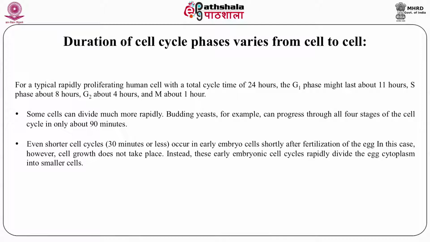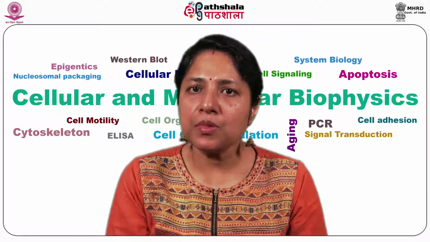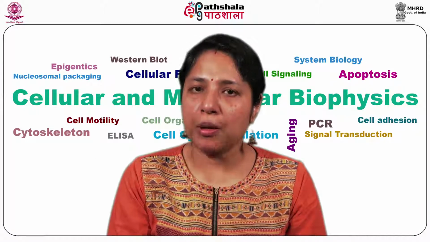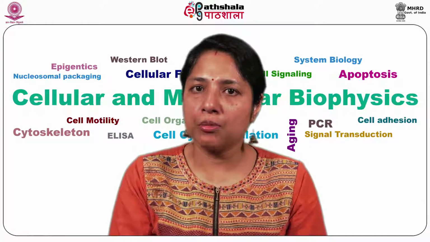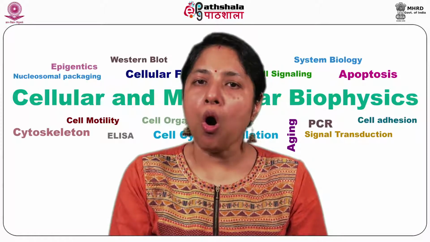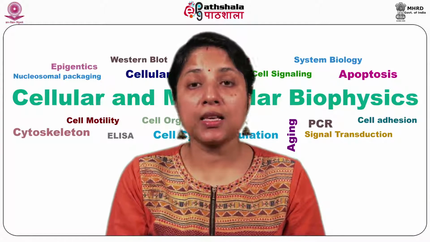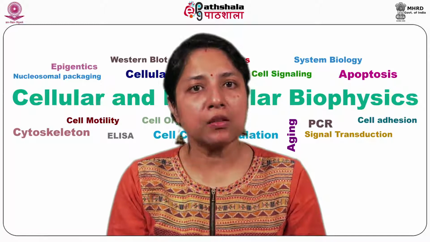For a typical rapidly proliferating human cell with a total cell cycle time of 24 hours, the G1 phase lasts a maximum of 11 hours, S phase is 8 hours, and then mitosis takes within 1 hour. Some cells can divide much more rapidly. Budding yeast, for example, can progress through all four stages of the cell cycle in only 90 minutes.